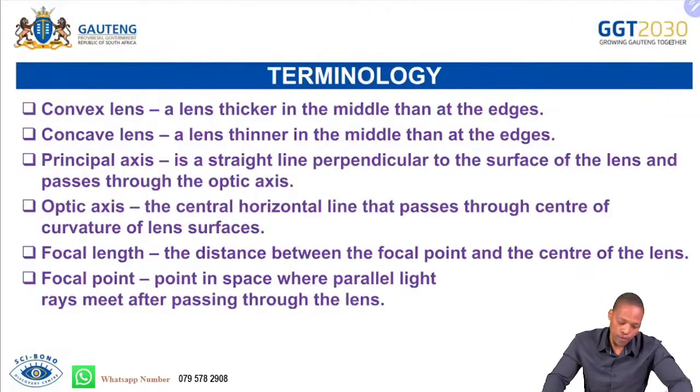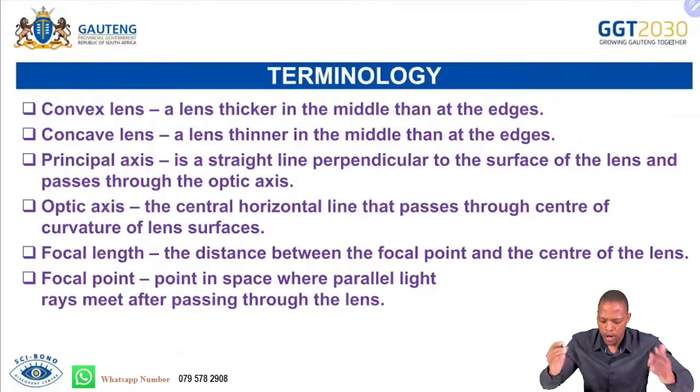We'll also look at the convex lens, and we're going to look at a convex lens as a lens that is thicker in the middle than at the edges, and the concave lens, we want to explain or identify it as a lens that is thinner in the middle and thicker on the edges.